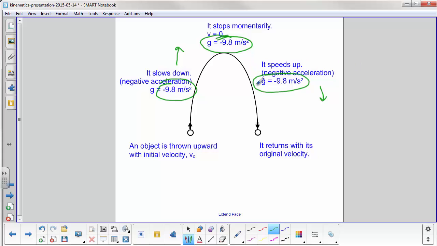Then it starts speeding up, and then right at the bottom, it has its original velocity just in the opposite direction. So actually the more correct way to say it, it has the original speed, but the velocity is different. It is opposite. For example, if the velocity was positive here, it's negative here.